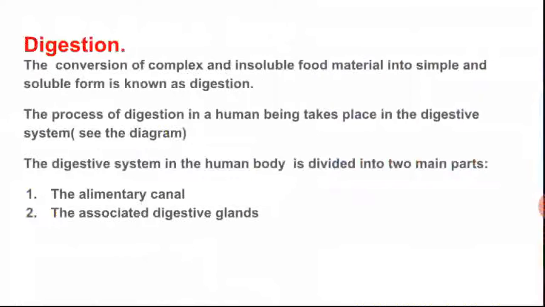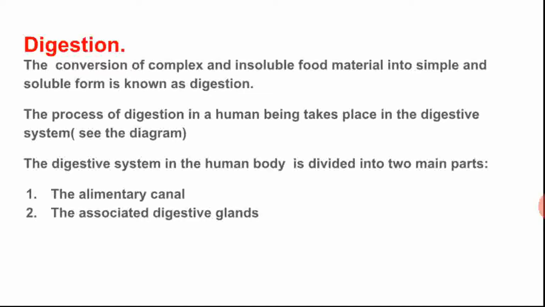So, what is the digestive system and what is digestion? The conversion of complex and insoluble food material into simple and soluble form is known as digestion. As you know, the food which we eat has carbohydrates, fats, and proteins, which are large and complex, and that is not easily absorbed by our body cells. So for that we need a conversion, and this conversion takes place in digestion.